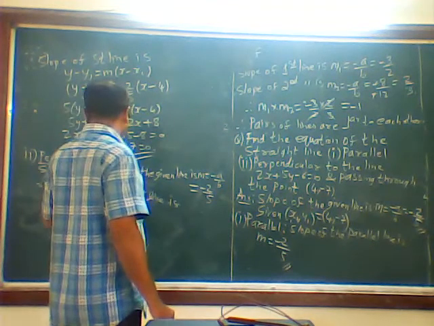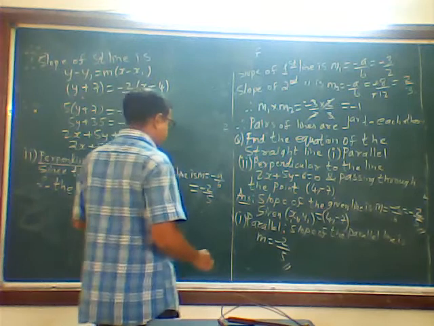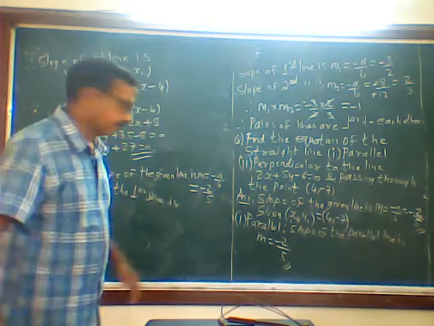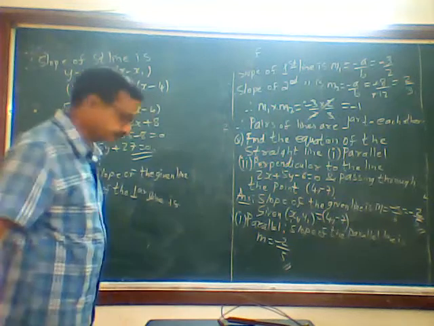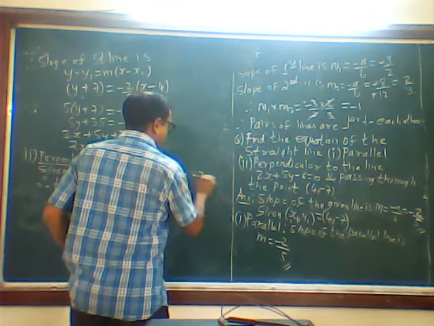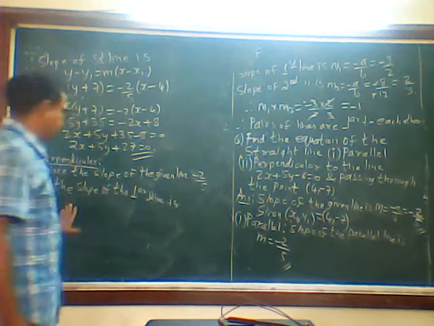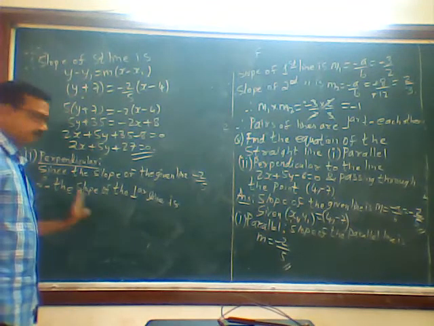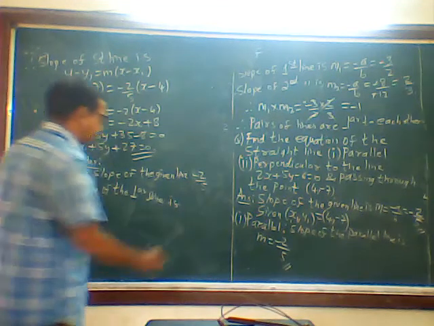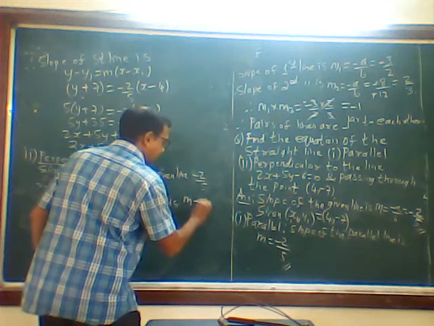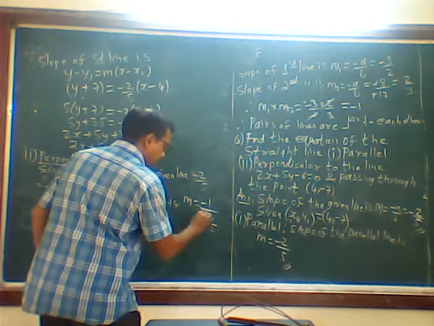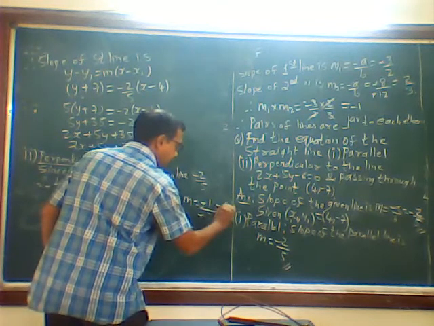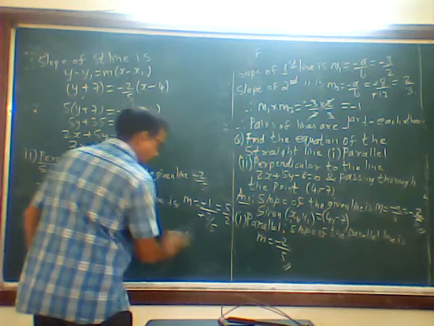I will write it this way. Since the slope of the given line is minus 2 upon 5, I will not say m, I will say directly that it is minus 2 upon 5. Therefore, we are interested in the perpendicular. The slope of the perpendicular line is m equal to minus 1 upon this, which gets inverted. Minus minus goes, and 5 becomes 5 upon 2.